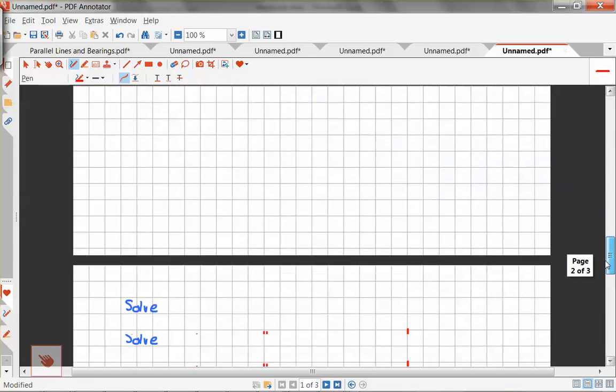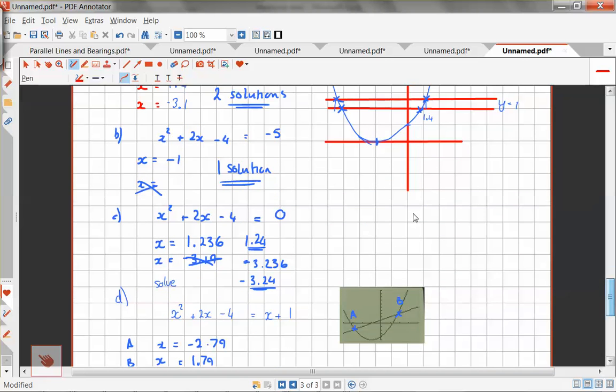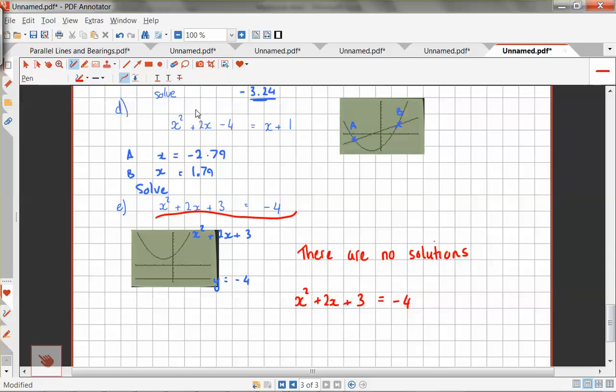It's the same with here. If I put 1.4 into this, I get the answer 1. If I put minus 3.1 into this, I get the answer 1. If I put the answer for x minus 1 into here, I get the answer minus 5. If I put 1.24 into this, I get the answer 0. So what does it mean when I say there are no solutions?